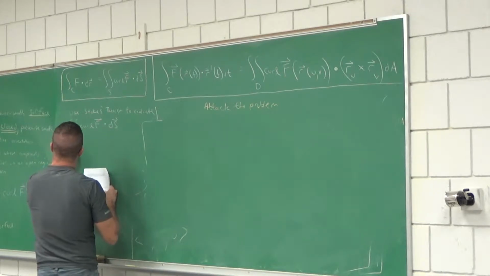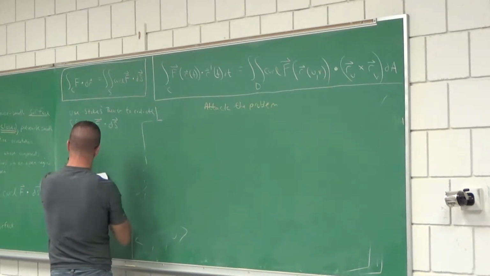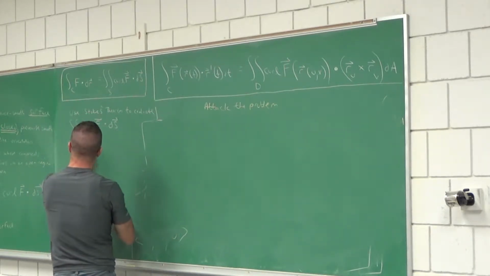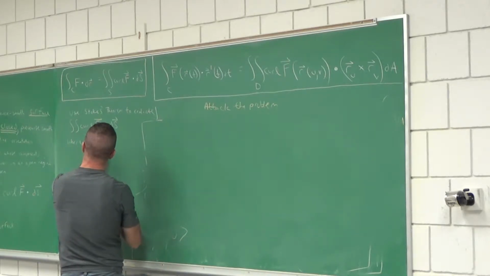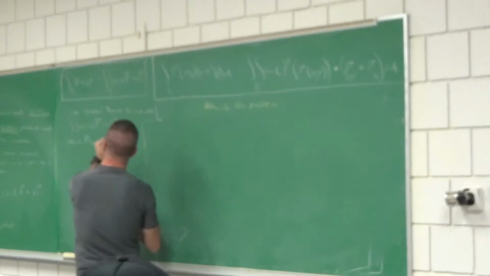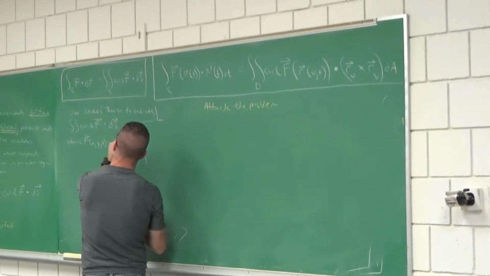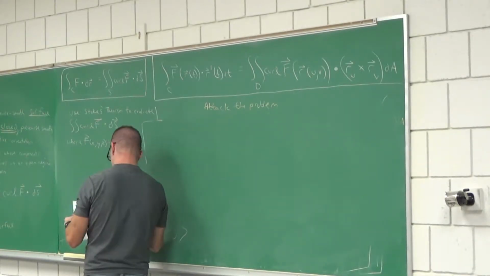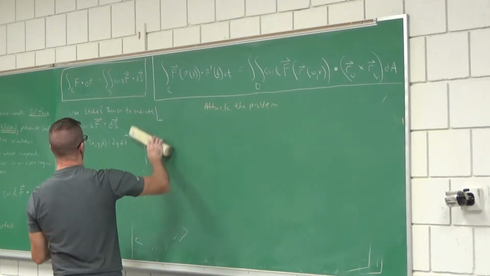Alright, so where F of x, y, z equals 2yz i plus x k.